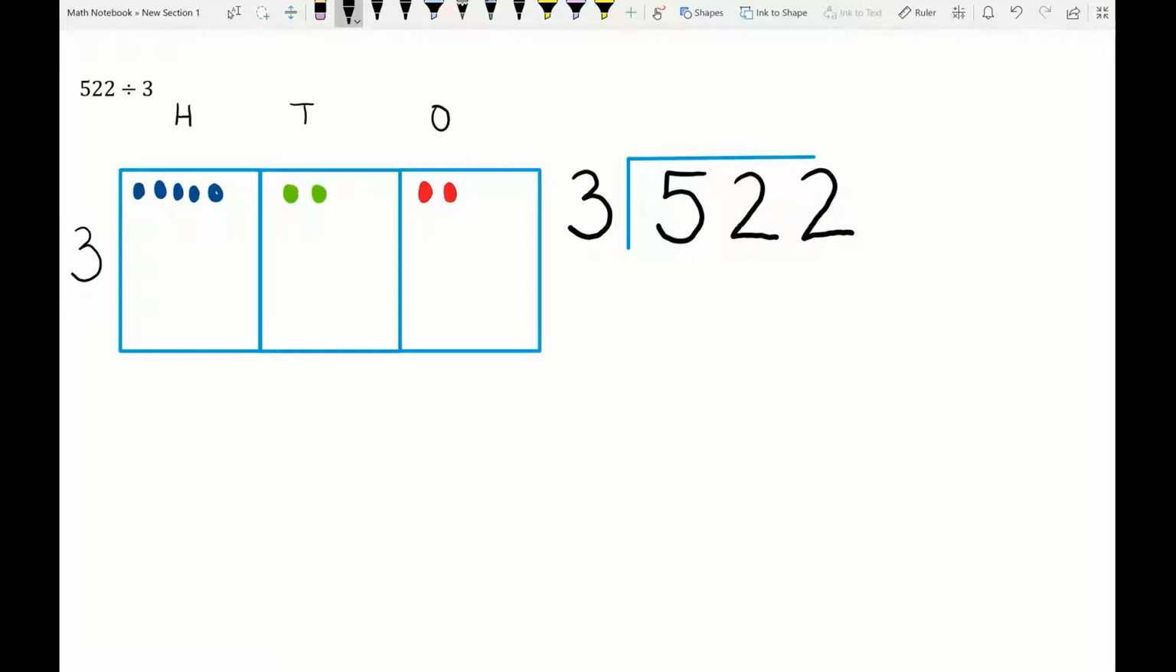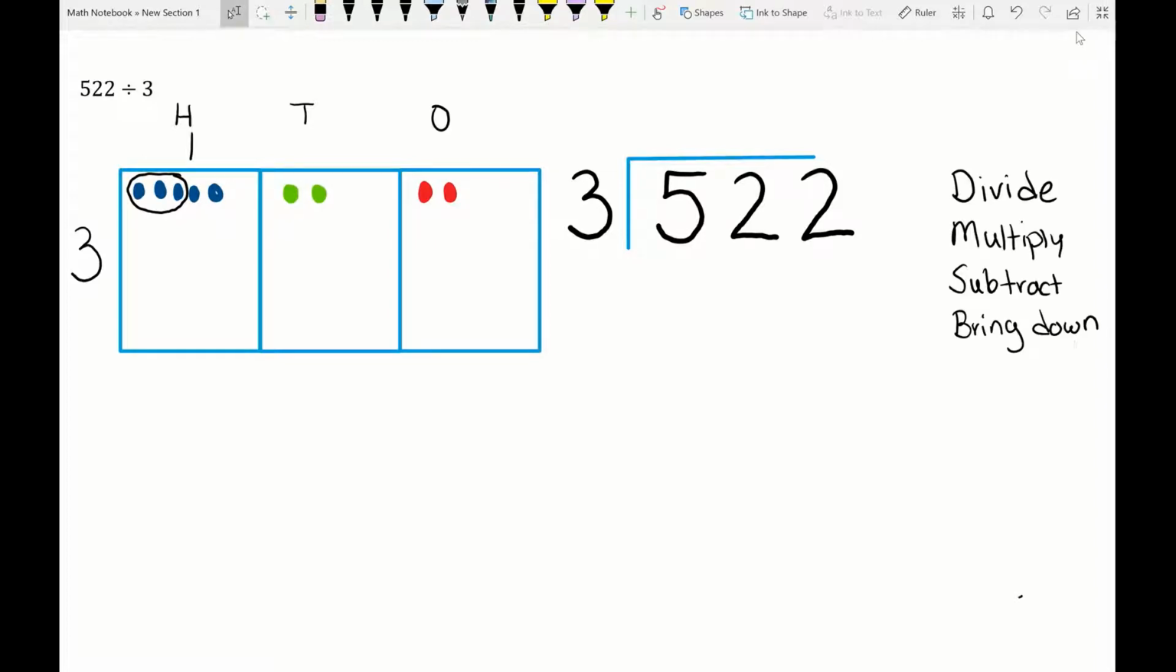We start with the largest unit. We have 5 hundreds, so we'll divide 5 hundreds into groups of 3. We divided 5 hundreds into one group of 3, with 2 hundreds remaining. Let's show that using the standard algorithm. In the standard algorithm, we will divide, multiply, subtract, and bring down.